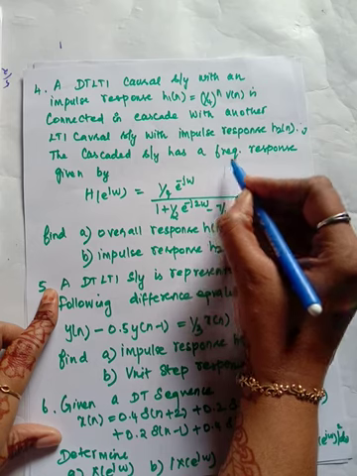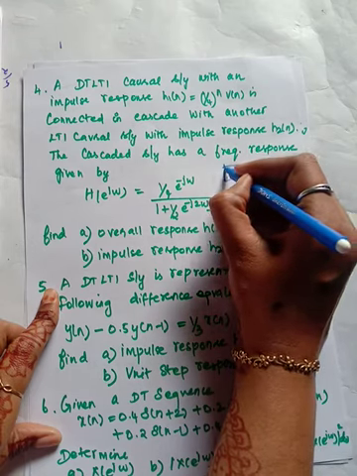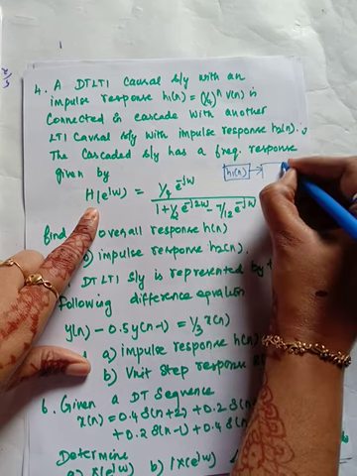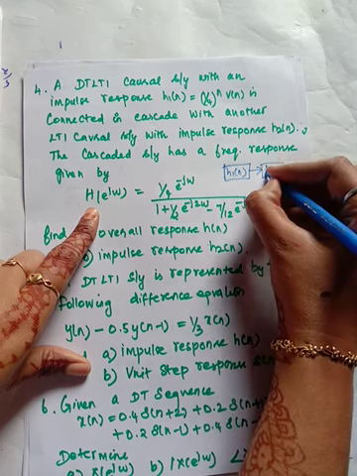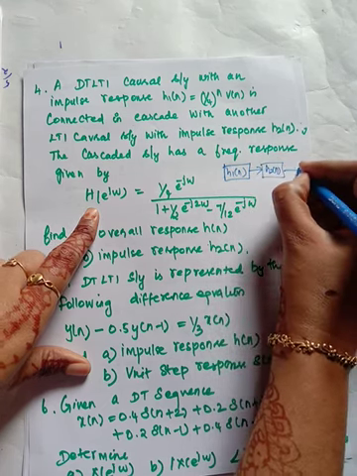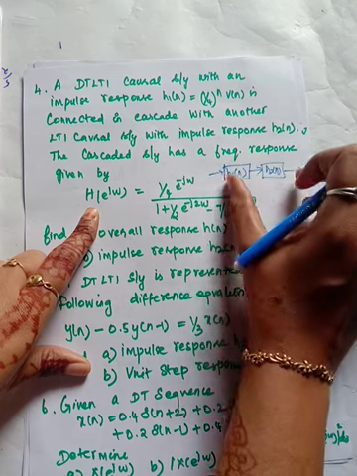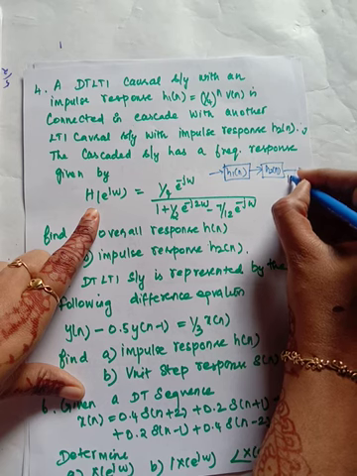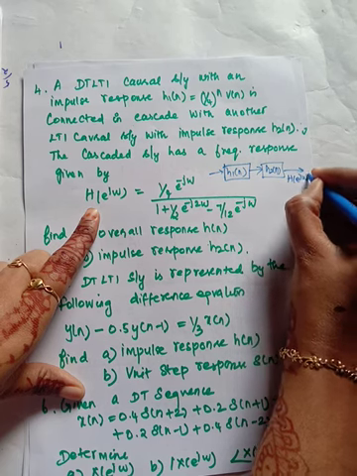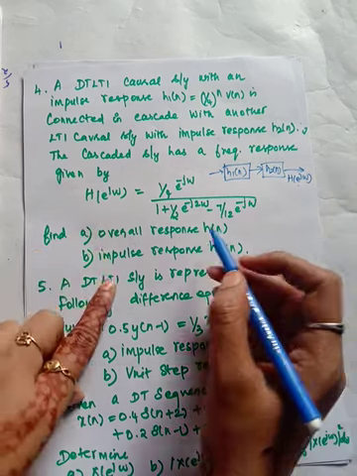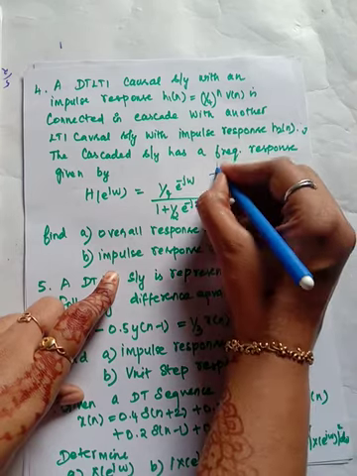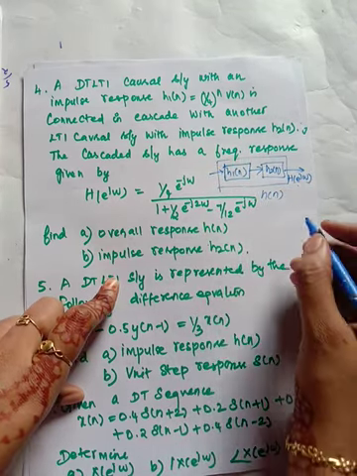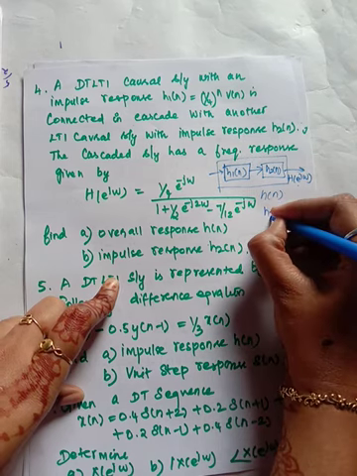What they have given is that there is one system with the impulse response h1 of n, and there is another system with the impulse response h2 of n. These systems are connected in cascade, and the total output H of e^(j omega) is given. You need to find the overall impulse response of the system, h of n, and you need to find h2 of n.